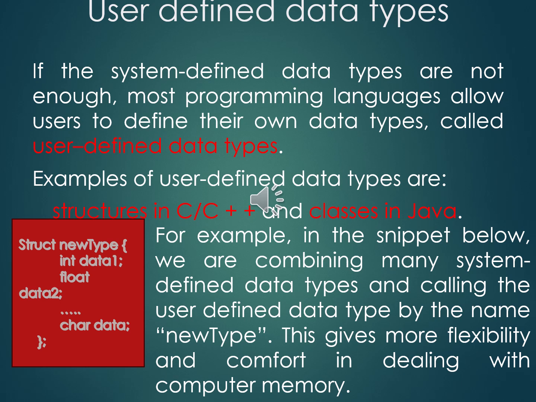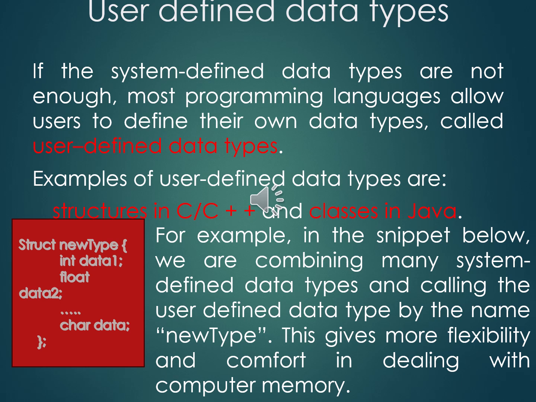User-defined data types. When the system-defined data types are not sufficient, most programming languages provide the ability to define custom data types, known as user-defined data types. Examples of these include structures in C or C++, and classes in Java.